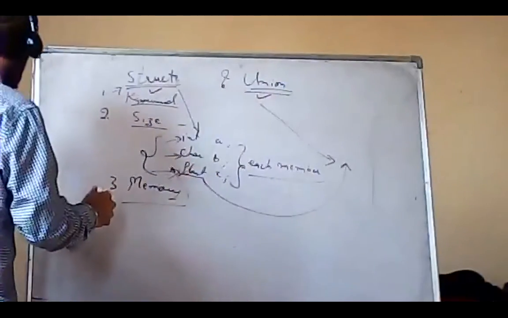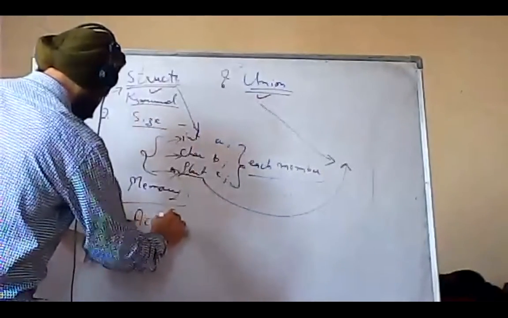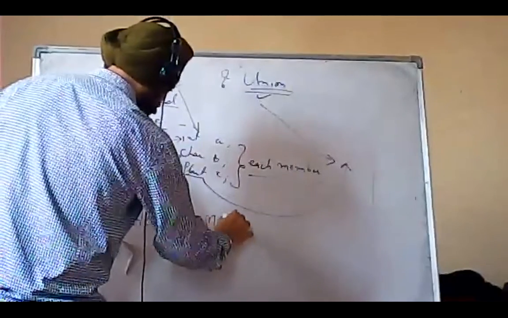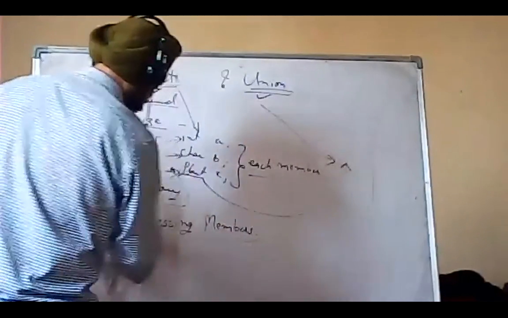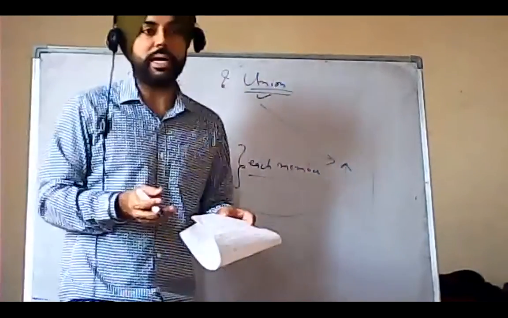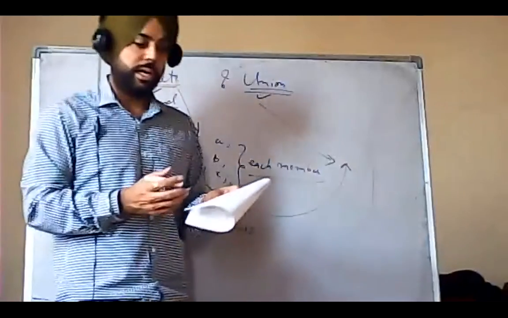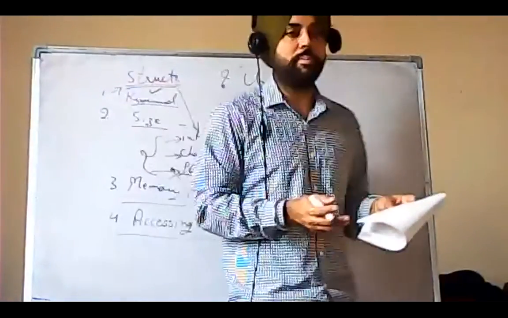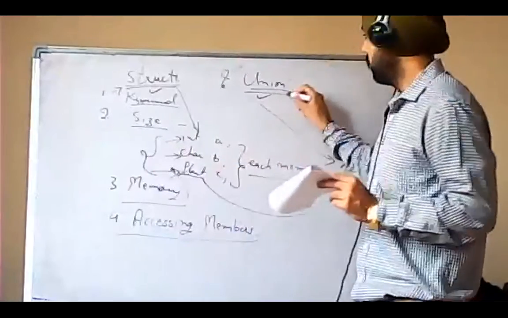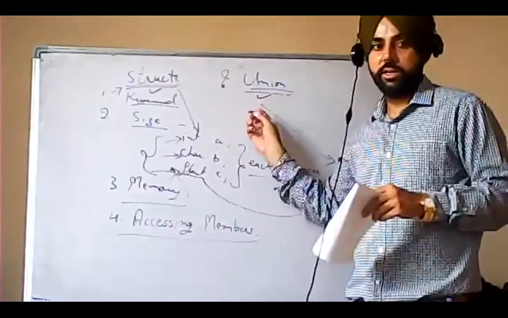Fourth point is accessing members. Individual members can be accessed at a time in the case of structure. In the case of union, only one member can be accessed at a time. So this is the fourth difference between structure and union.